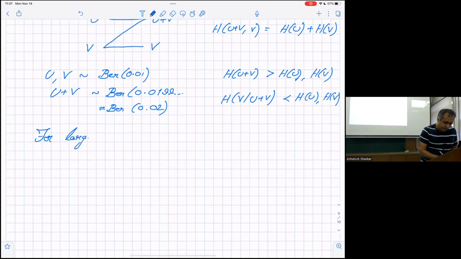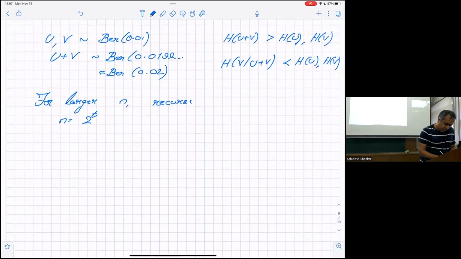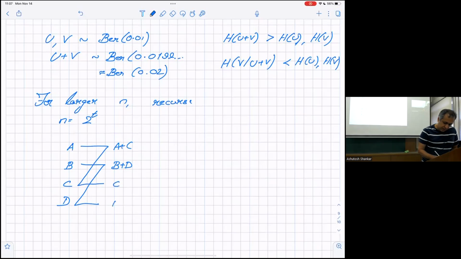For larger n, recurse. In particular, we think of n of the form 2 power t. So let's just do 4 for now. Suppose I have A, B, C, and D as my 4 bits. We will first get whatever I want to get: A plus C, B plus D, C, D, A plus B plus C plus D, C plus D. So we're going to do this.